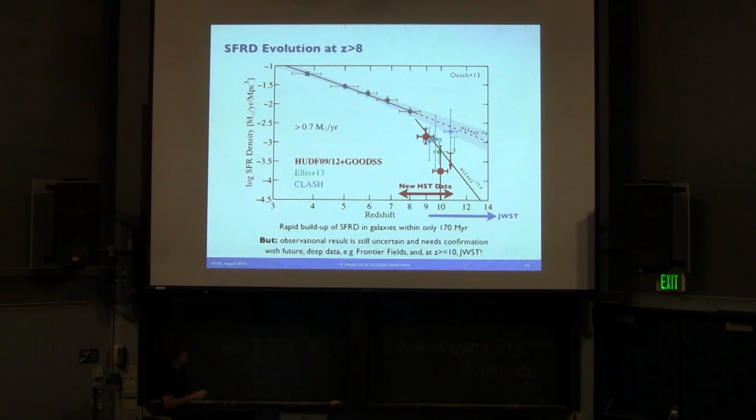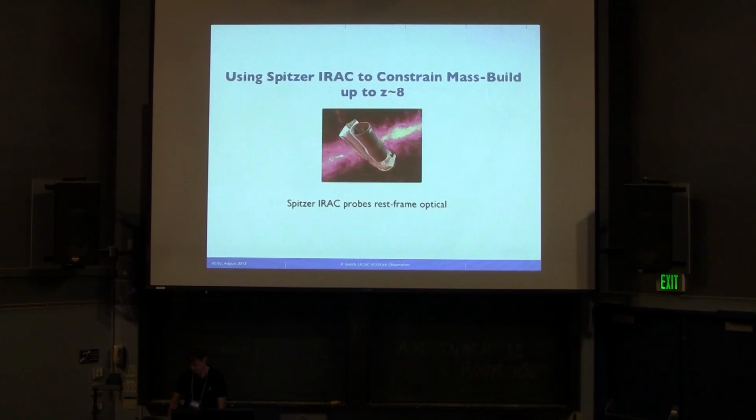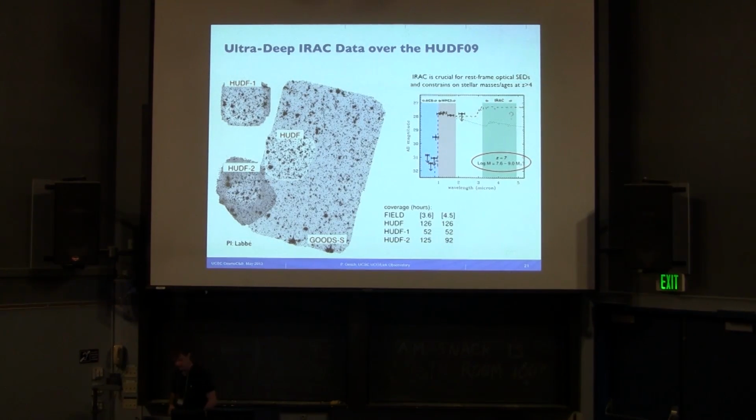As I said, uncertainties are still large. We're going to have new HST data from the Frontier Fields program over the next 1 or 2 years. So this is going to be great. It's going to really constrain the redshift 10 point again. But then beyond that, of course, JWST in the not so near future is going to pin down all this evolution. Okay, so now let's include Spitzer IRAC in the second part of my talk here.